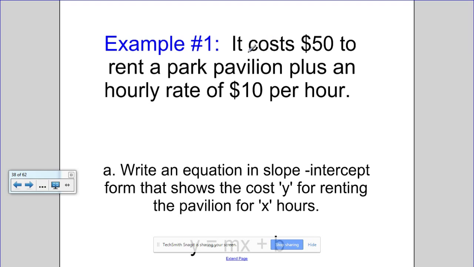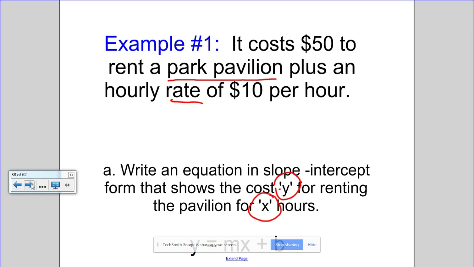Example 1: it costs $50 to rent a park pavilion plus an hourly rate of $10 per hour. Let's write an equation in slope-intercept form that shows the cost y, the output, which is what we're going to generate, for renting the pavilion for x hours. So the output is how much money it's going to cost us. The input is how much time we want this park pavilion for. Let's say it is someone in our class's birthday, and we need a park pavilion to have this little birthday shindig.